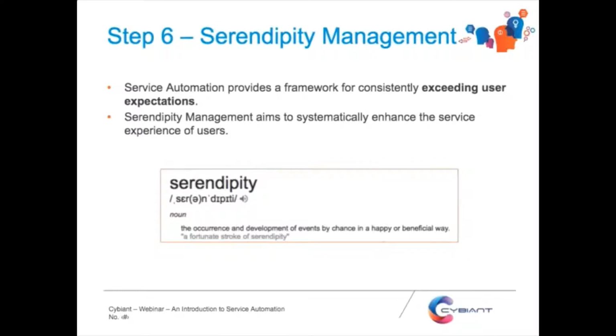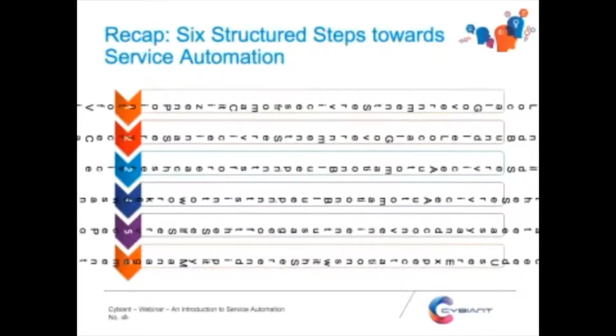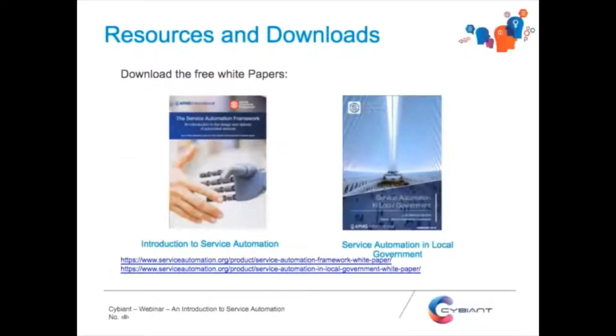So that's serendipity management. I see that the next slide is a bit skewed, but these are the 6 steps that are taken in order to move and use the service automation framework into real life. So this is a very brief overview and a small introduction to what the service automation framework is and how it can be used in an actual live case study.